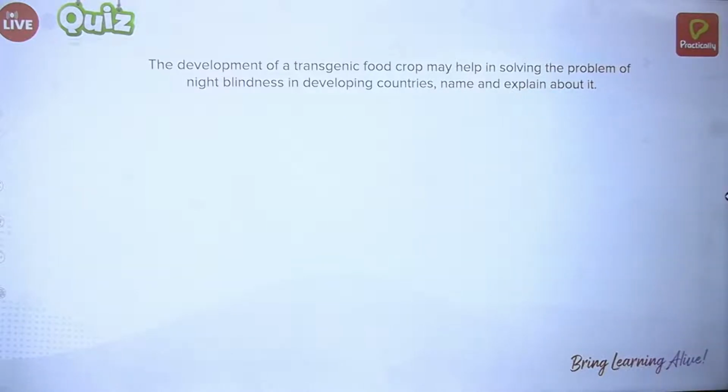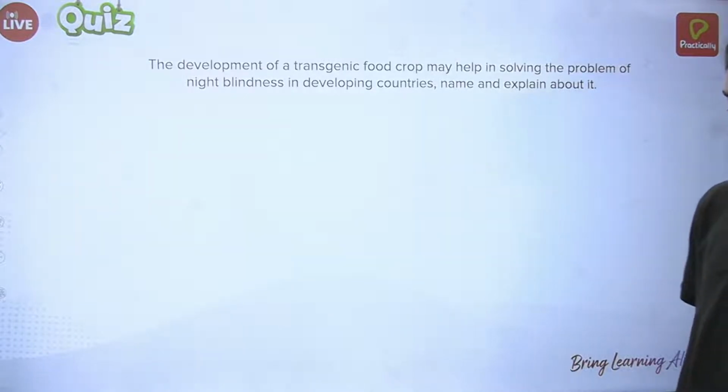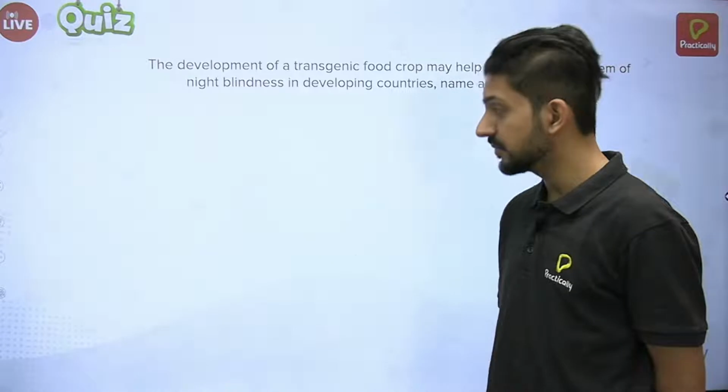Moving on to the second question. The development of a transgenic food crop may help in solving the problem of night blindness in developing countries. Name and explain about it. Yeah, since this is an application of biotechnology, here is an application based question. Let's see.